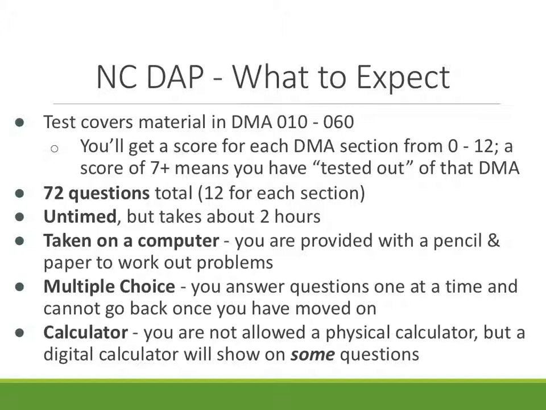Okay. There are 72 questions total on the test, so 12 questions for each of those 6 sections that you'll be tested on. It's an untimed test, so you get to work completely at your own pace, but on average, it's going to take about 2 hours to complete the whole test. You take it on a computer. You're provided with pencils and scratch papers for you to work out problems and the like, but it is going to be a computer-based test.